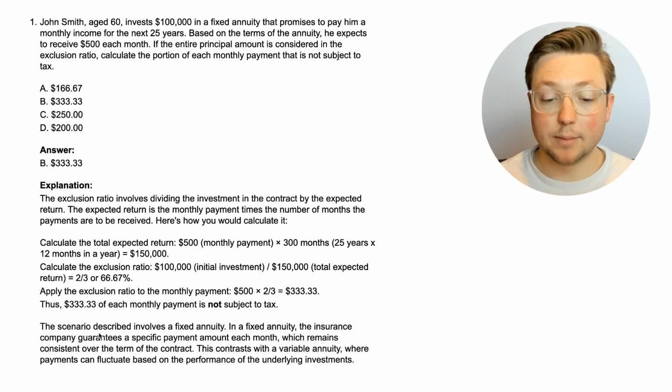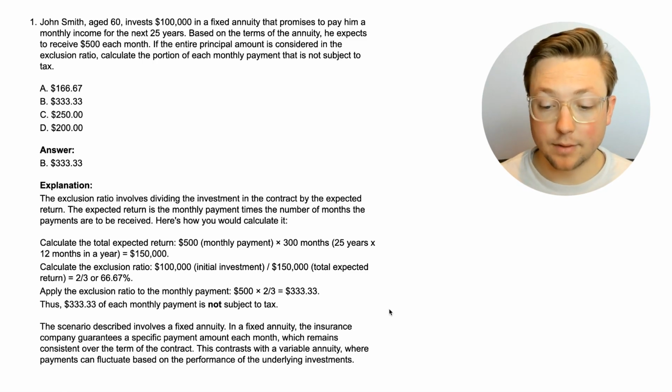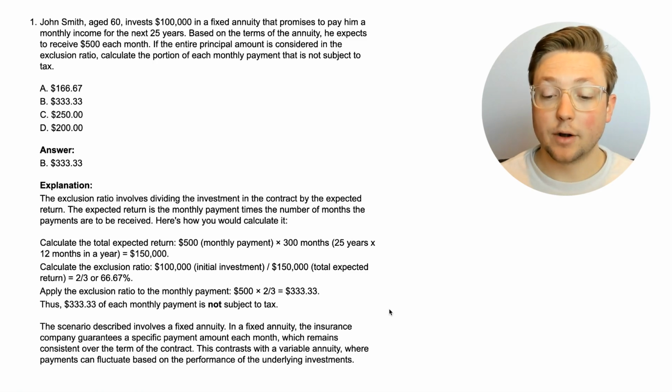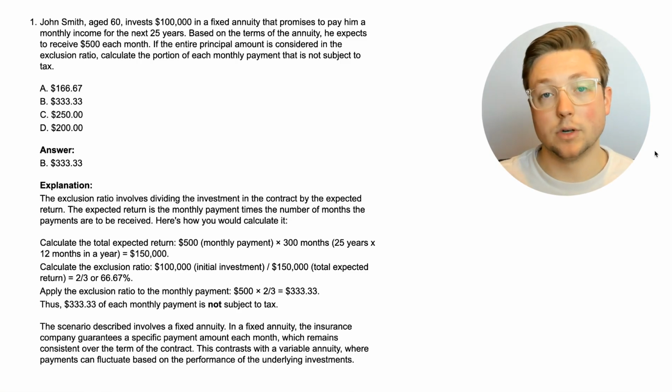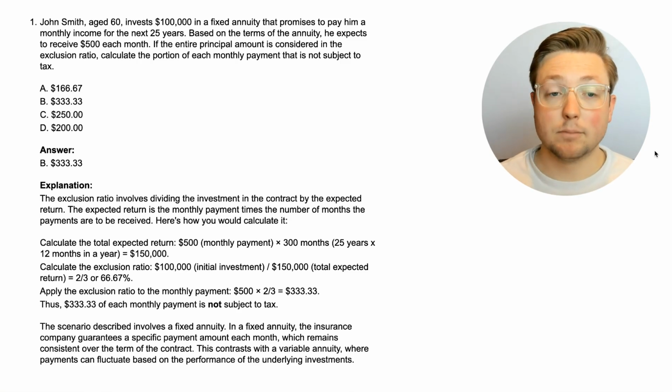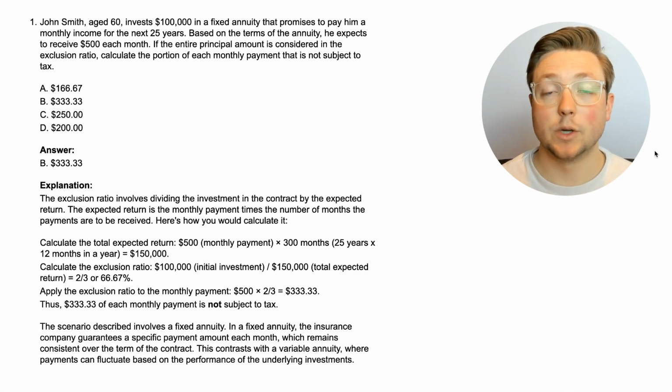The scenario described involves a fixed annuity. In a fixed annuity, the insurance company guarantees a specific amount each month, which remains consistent over the term of the contract. This contrasts with a variable annuity, where payments can fluctuate based on the performance of the underlying investments. Now, I just wanted to throw that in there so that you know that there are different kinds of annuities as far as fixed or variable. For the CPA exam, mostly you're going to be focusing on fixed annuities, so just keep that in mind. Let's go ahead and go to the next question to learn more.